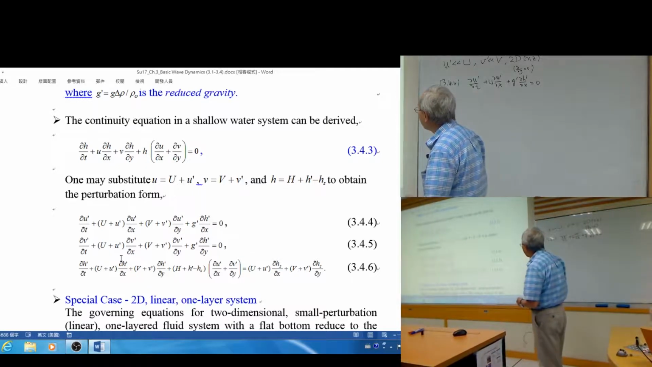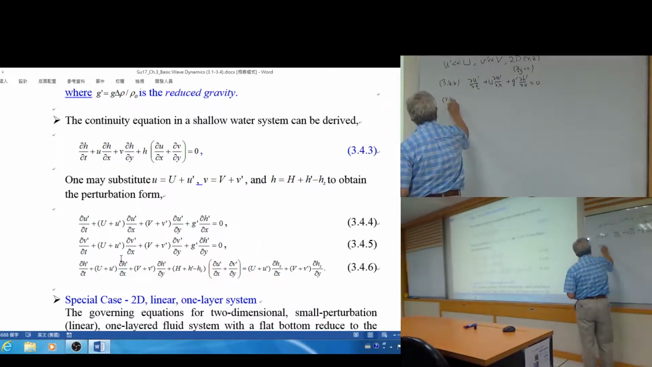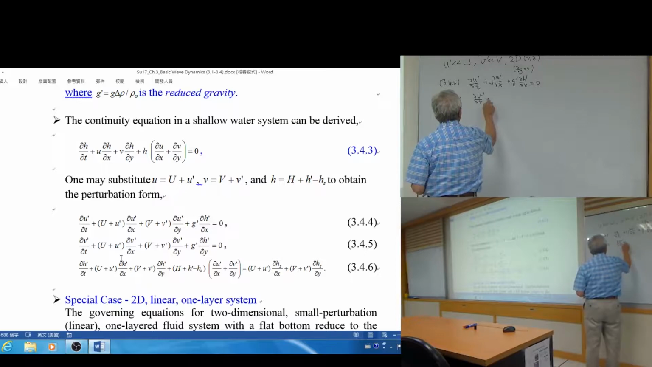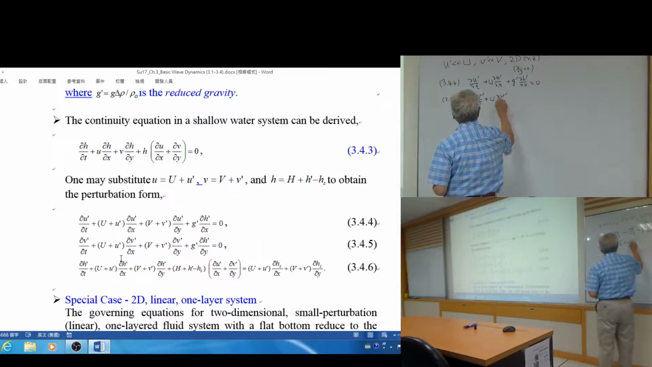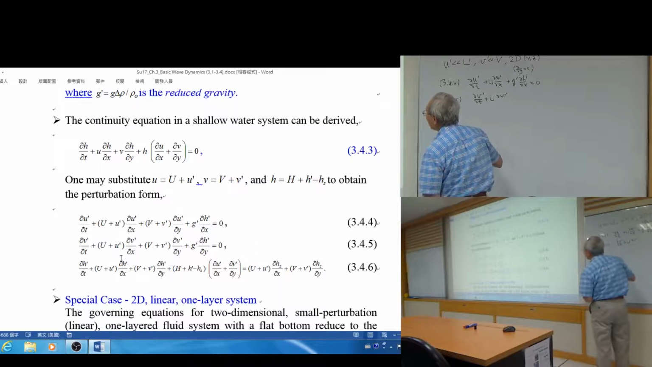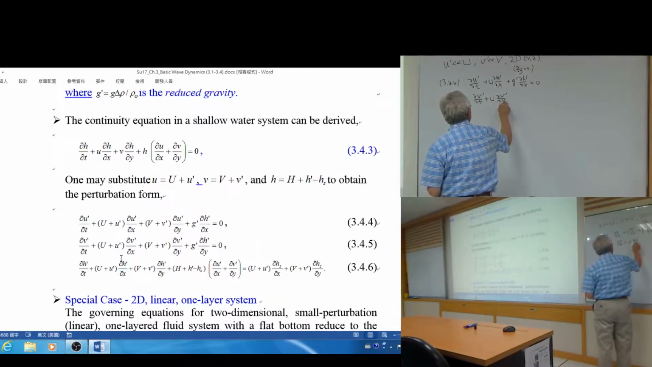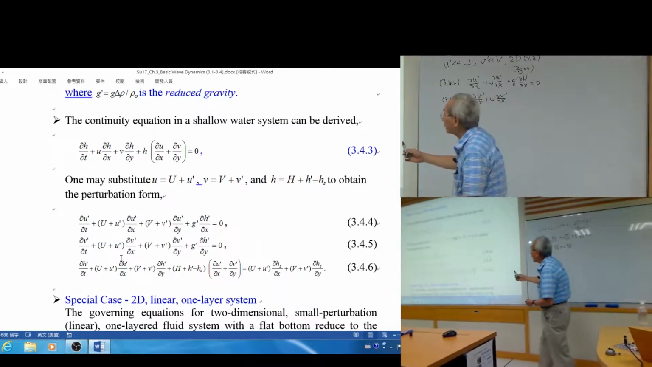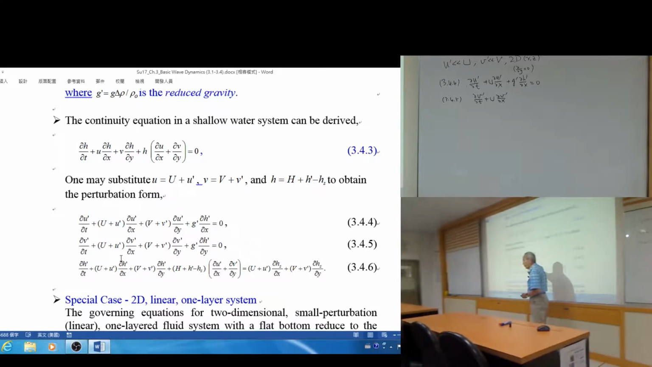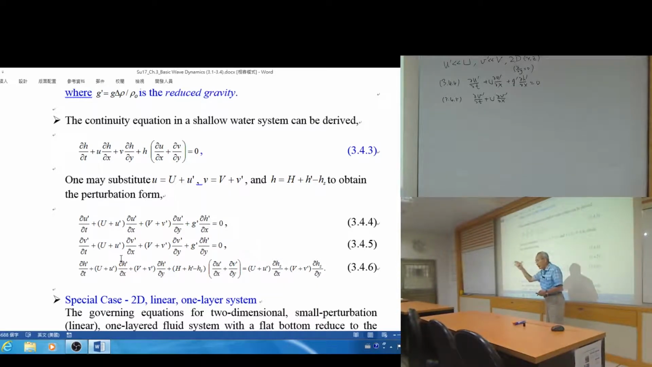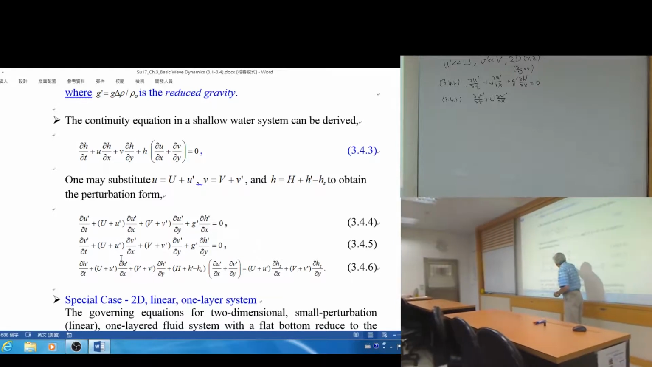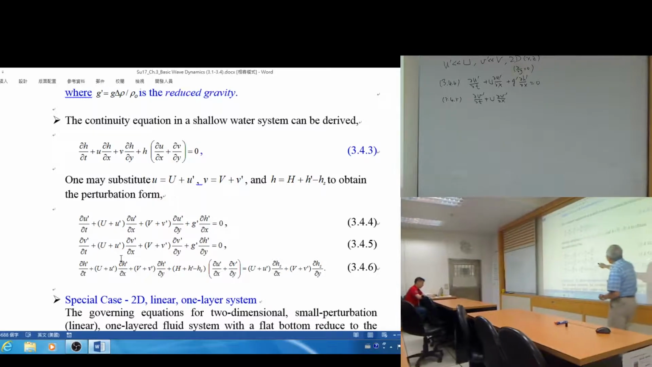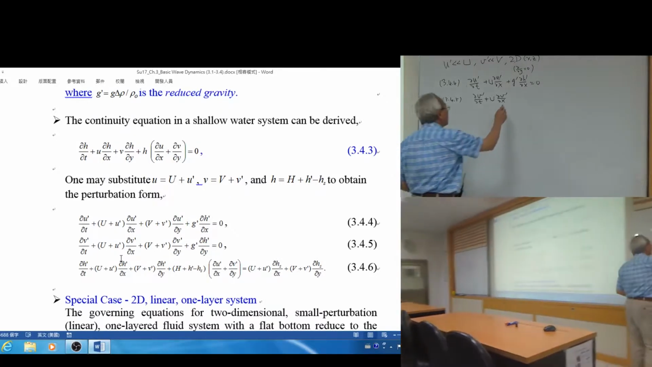And then the second equation, 3.4.5, will become partial v prime, partial t, plus U partial v prime, partial x. And then the third term will disappear because there's no variation in the y direction, so partial v prime partial y equals 0. So this whole term is gone, and this term is gone too, so it becomes equal to 0.